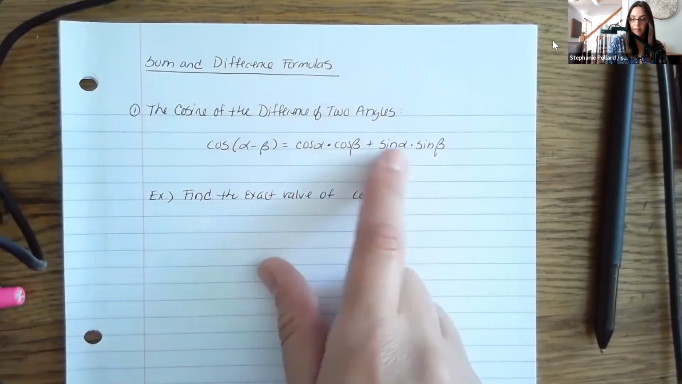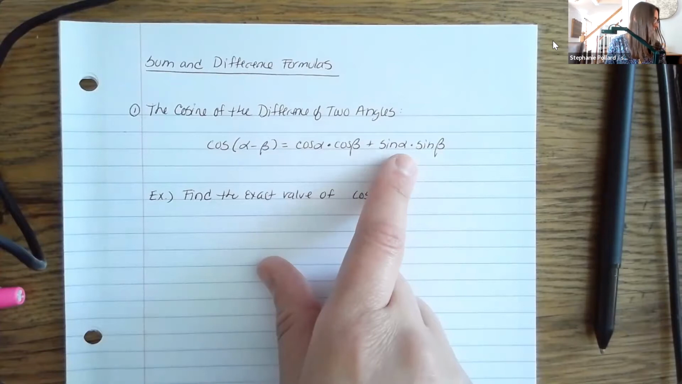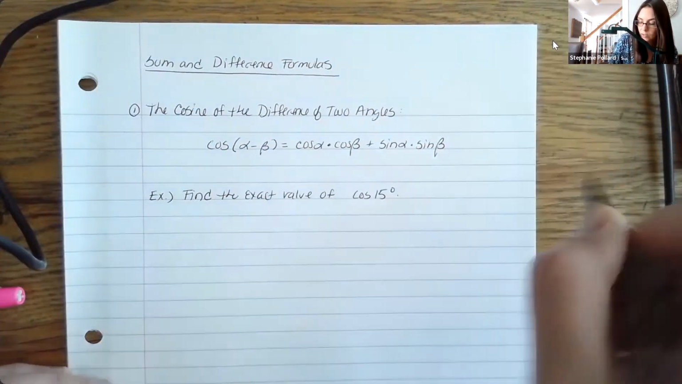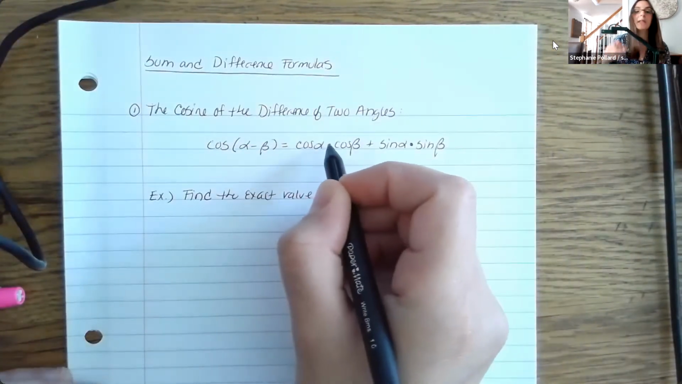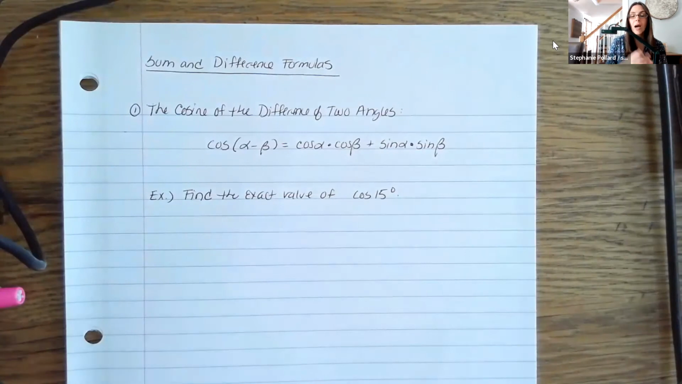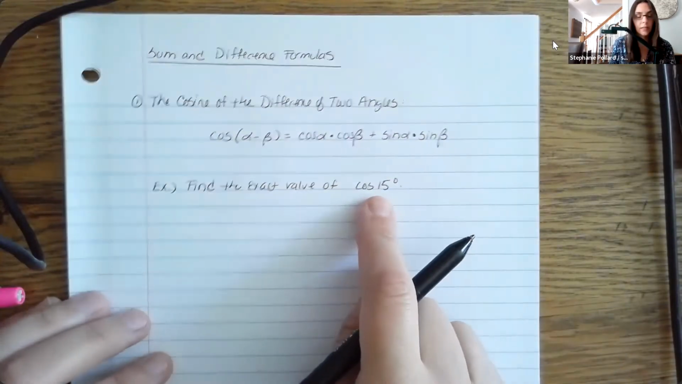Now I did put that multiplication symbol in here. I will note that a lot of times it's not written in, so just be careful there. I think it's easier to see if I put it in, but if you see it without the multiplication symbol, it means the same thing. So how can this be useful? It's really helpful in finding exact values of angles that maybe we're not as familiar with, but we do know similar values too. So for instance, let's find the exact value of cosine of 15 degrees.